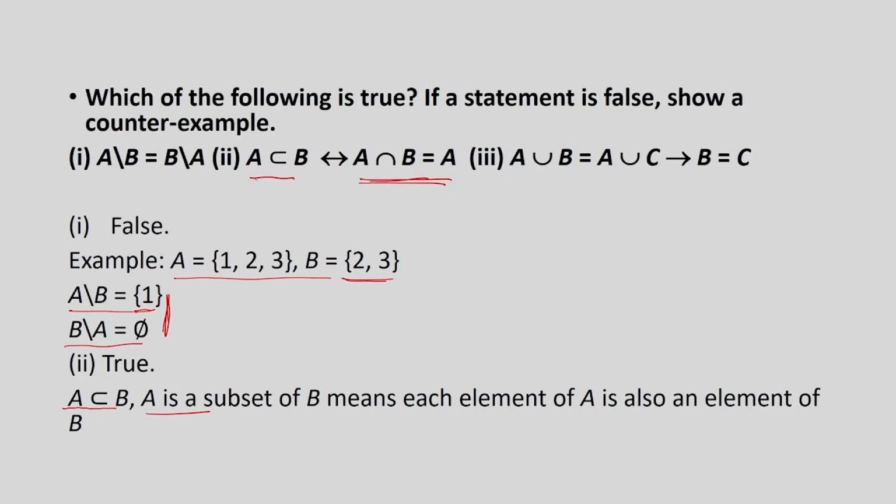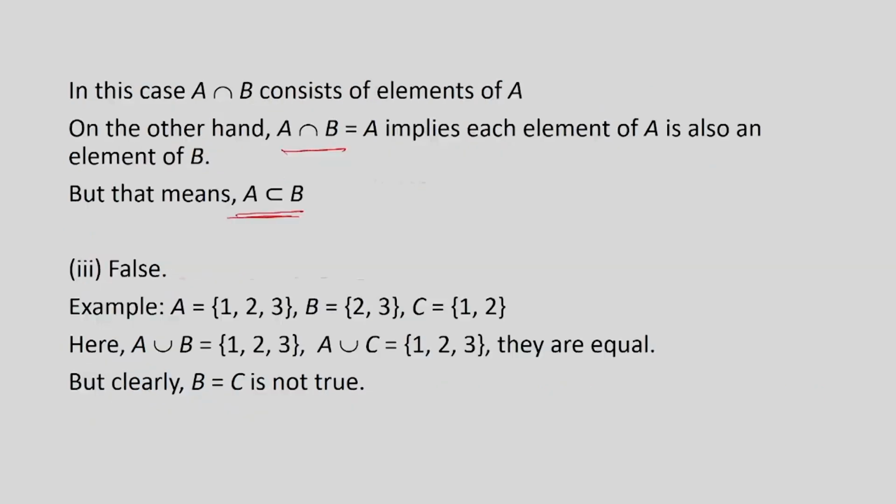The third, what is this third saying? A union B is equal to A union C implies B is equal to C. And our answer to this is that it is a false statement. And if it is a false statement as per our claim, then we have to give an example, and here is the example. So, we have taken A to be this set 1, 2, 3, B to be 2, 3 and C to be 1 and 2.